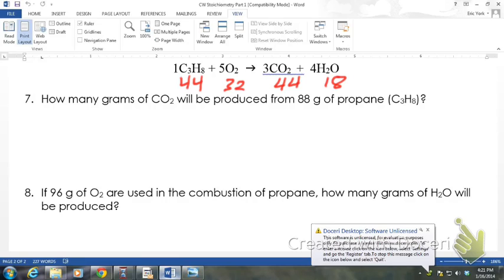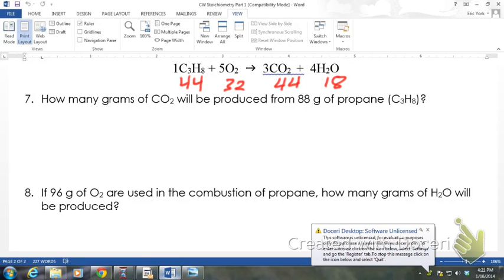Now I don't want you to get confused. Many people, when they do this problem, see the 4 out here, and when they do molar mass, they'll multiply 18 times 4. That is wrong, because this 4 is only a coefficient, and when we do molar mass, we are only talking about the actual chemical right there. So the molar mass of water is 18 and not 18 times 4.